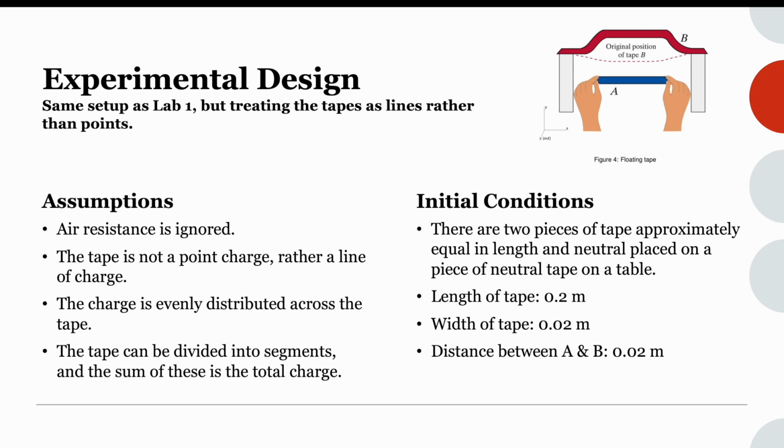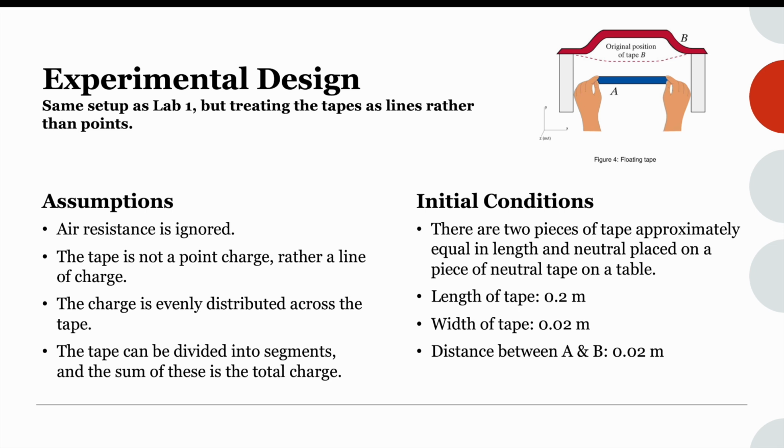So the experimental design was the same setup as Lab 1, but treating the tapes as lines rather than points. So our assumptions are that air resistance is ignored, the tape is not a point charge, rather a line of charge, the charge is evenly distributed among the entirety of the tape, and the tape can be divided into segments, and the sum of these equal segments is equal to the total charge.